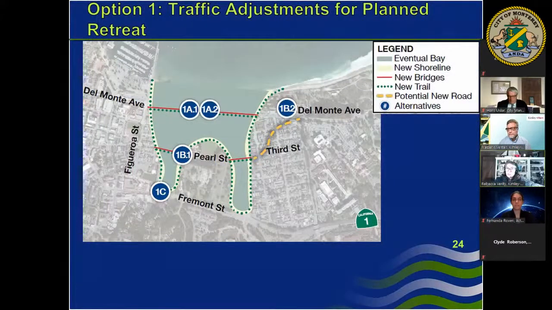So Frederick's going to jump back in and talk about specific traffic adjustments if we were to go in that direction. So what we're presenting here are some options for dealing with the traffic. Next slide, please.